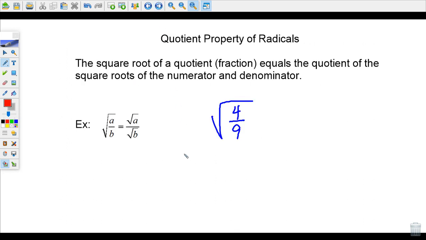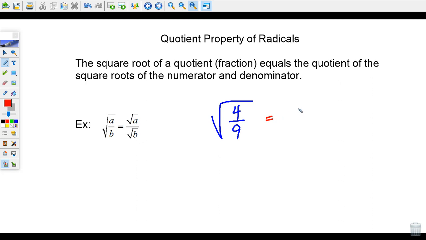So we're going to use one other property called the quotient property of radicals. It basically says that the square root of a quotient or a fraction is equal to the square root of the numerator and the denominator. So right now, square root of 4/9 is not simplified because we have a fraction in the radicand.